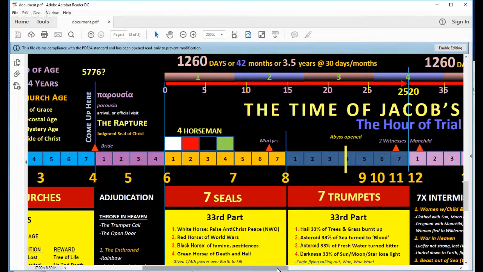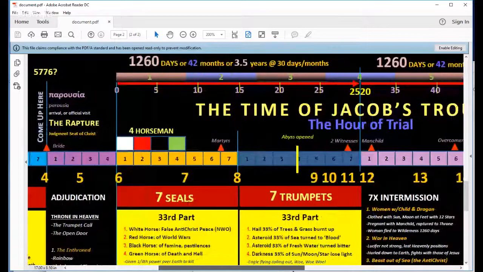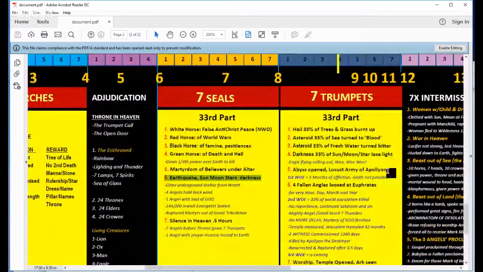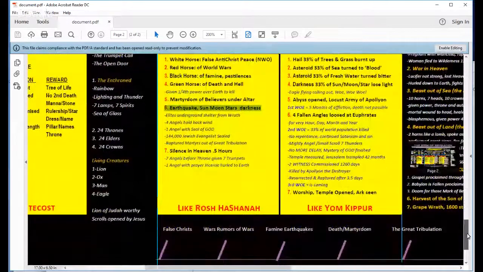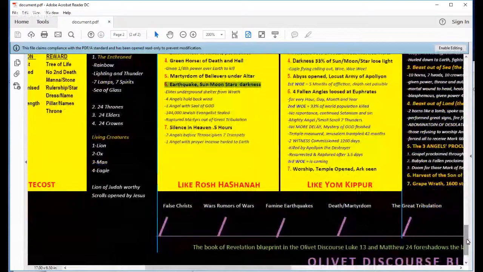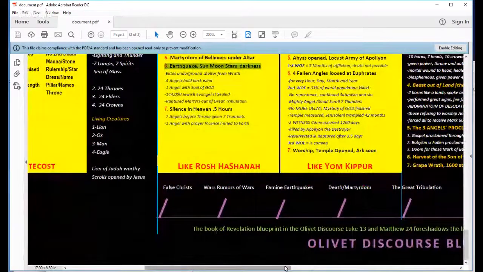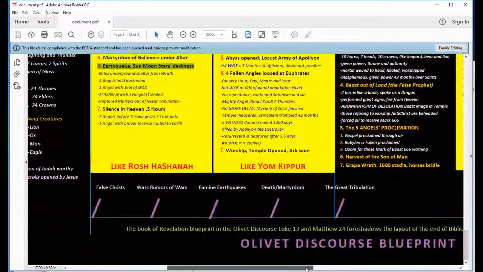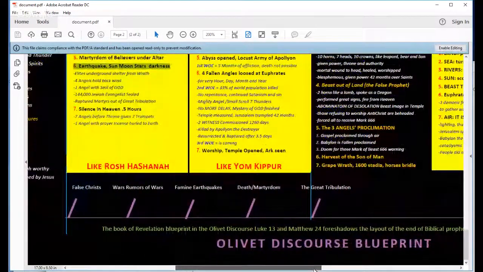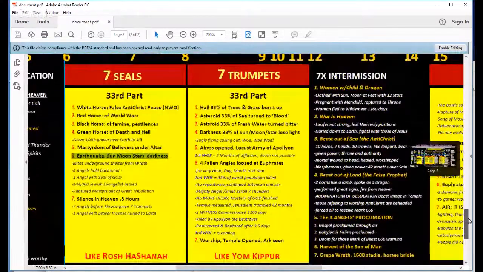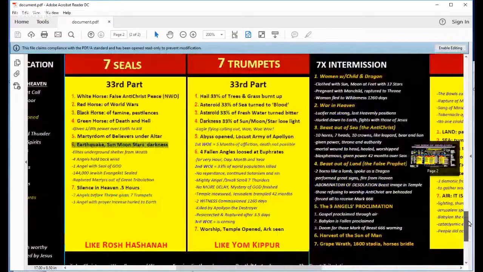So let's go into then the trumpet judgments. Well, let me go down here and see if he has anything else under the seals. I would scroll faster, but sometimes it messes with me. Anyway, this is where he matches up the Olivet Discourse, which is Matthew 24 and Luke 13, false Christs, rumors of wars. This fits pretty well with the seal judgments. And then he's going to match them up some more with famines and earthquakes and death and the Great Tribulation, as you can see there.